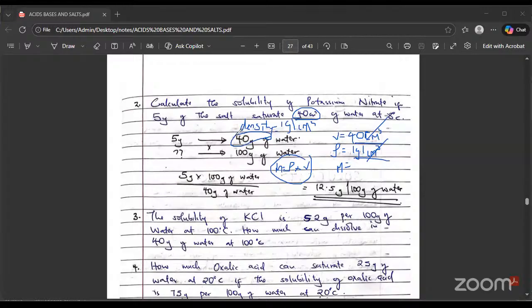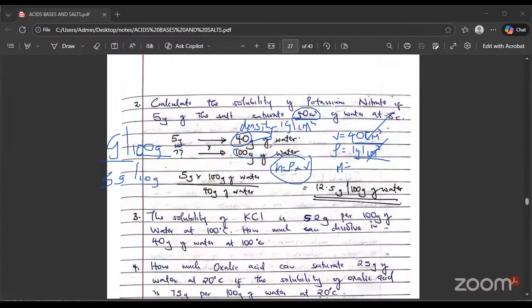So 5 grams dissolves in 40 grams of water to saturation. Remember, the units of solubility is grams per 100. So what about 100? What we have been given is not actually solubility. What is being given here is 5 grams per 40 grams, but we want grams per 100. That is why it says 5 grams dissolve in 40.